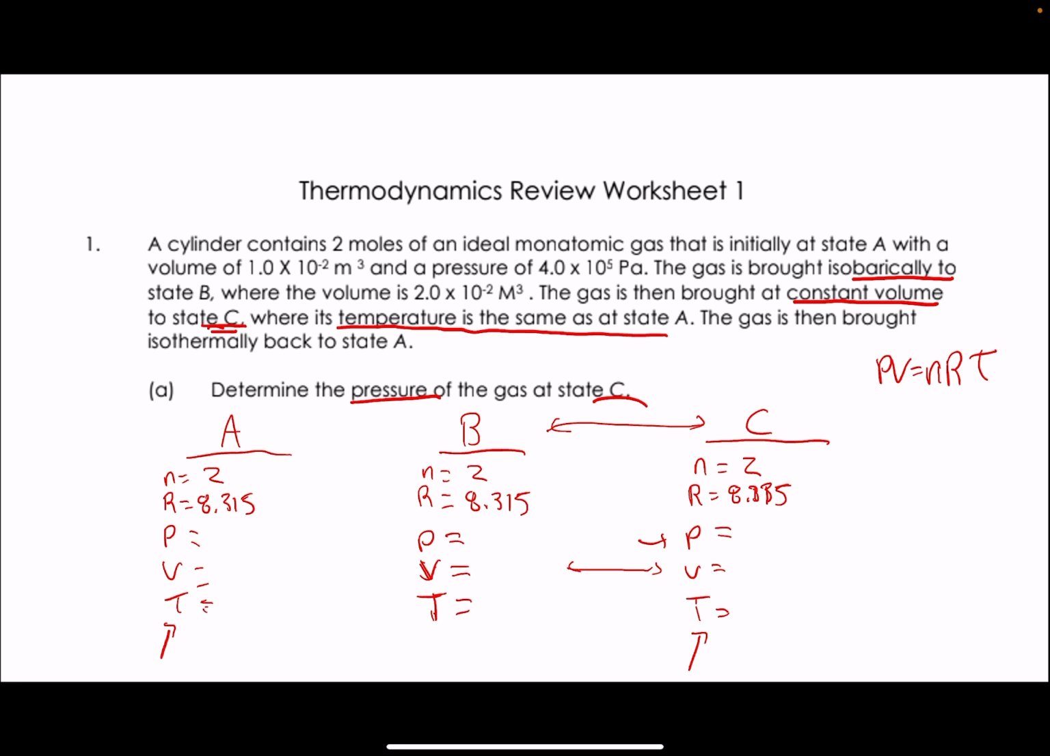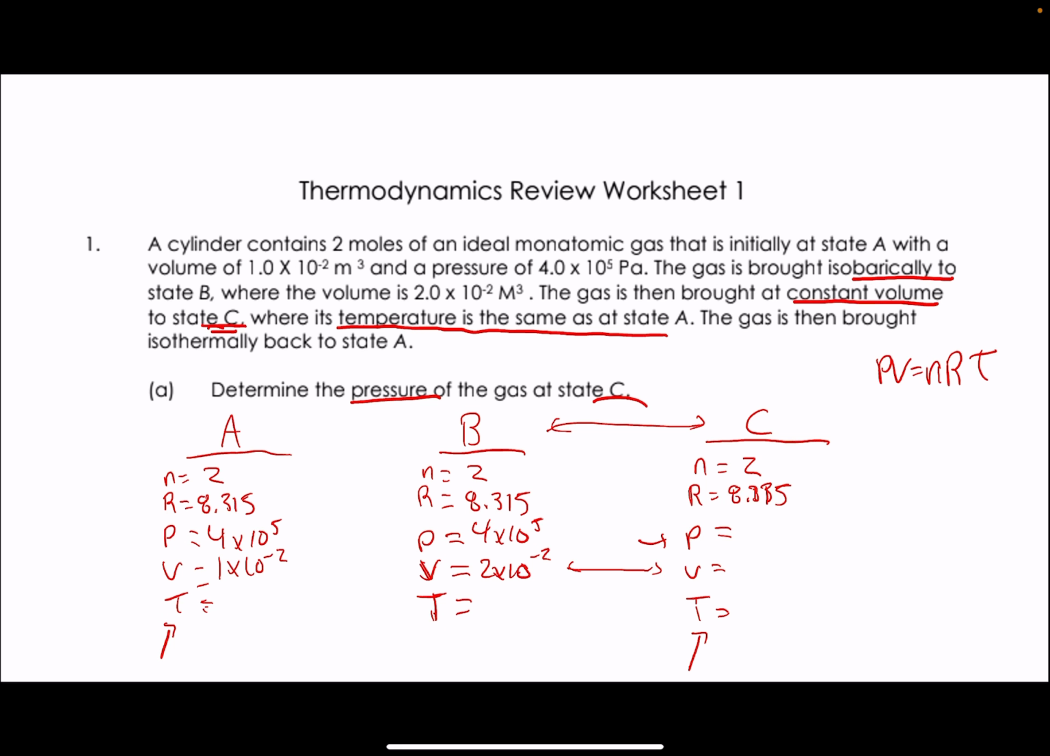In state A, we have a volume of 1 times 10 to the negative 2 and a pressure of 4 times 10 to the 5th. Looking there, we have everything we need in state A to find temperature, which means that we can find the temperature for C. If we look at B, we know that the gas is brought isobarically to state B. Isobaric means the pressure is the same, so A and B have the same pressure. We can write that in for free. And it tells us the volume at B is 2 times 10 to the negative 2, which is nice because we needed that volume for C.